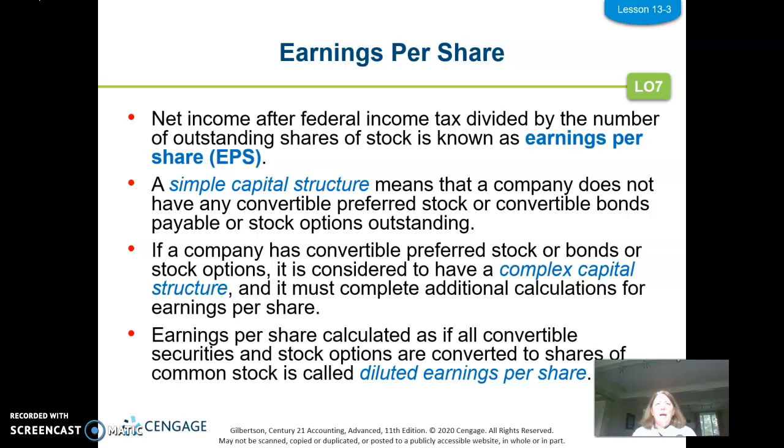It's net income after federal tax divided by the number of outstanding shares of stock. So don't forget, outstanding shares do not include treasury stock in them. Those are not outstanding. So it's looking at how much the company earns as a share. So stockholders and management frequently look at this as a measure of success of the company.